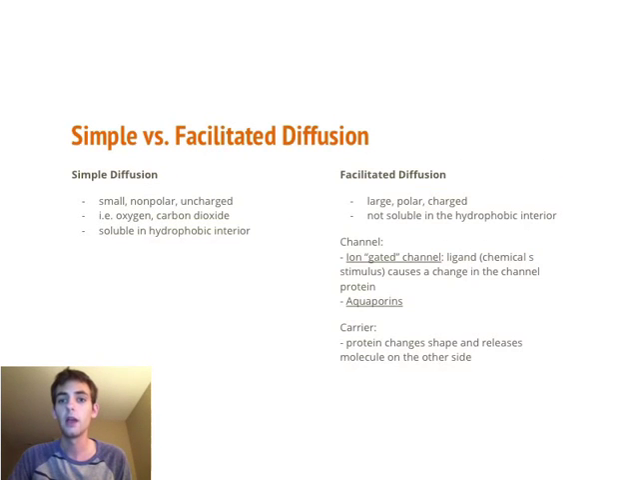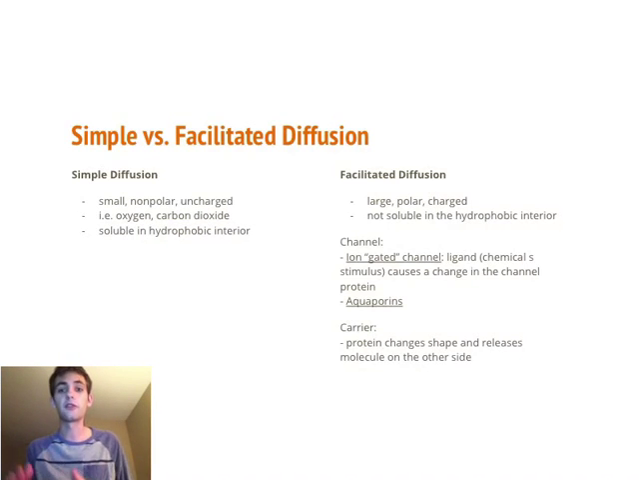So there are two main types of passive transport, and that's going to be simple and facilitated diffusion. Simple diffusion is going to be moving small nonpolar uncharged molecules across the cell membrane. Remember that the cell membrane is selectively permeable, and it also has a couple characteristics like a hydrophilic and a hydrophobic end. So these small nonpolar and uncharged molecules that can easily pass through the cell membrane are soluble in the hydrophobic interior, so where those fatty acid tails are touching each other. Some examples of molecules that will undergo simple diffusion are oxygen and carbon dioxide.